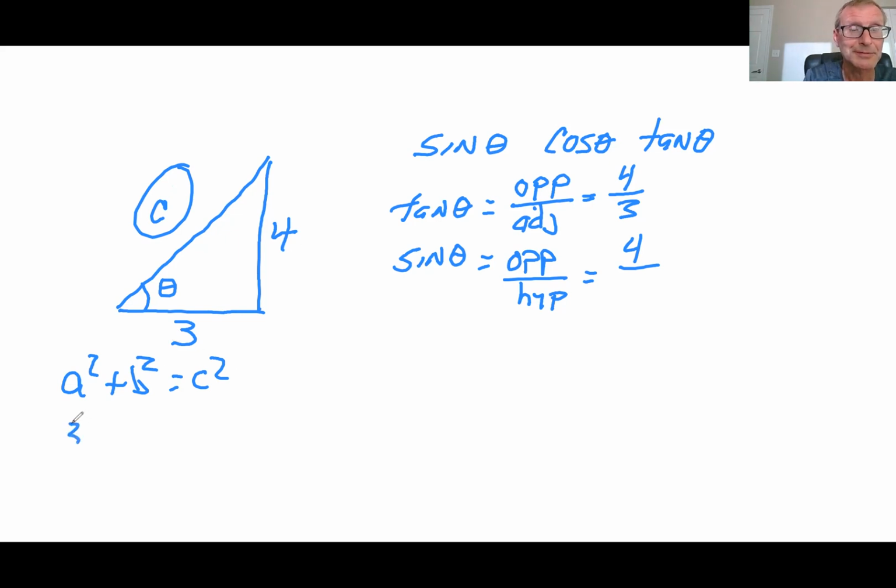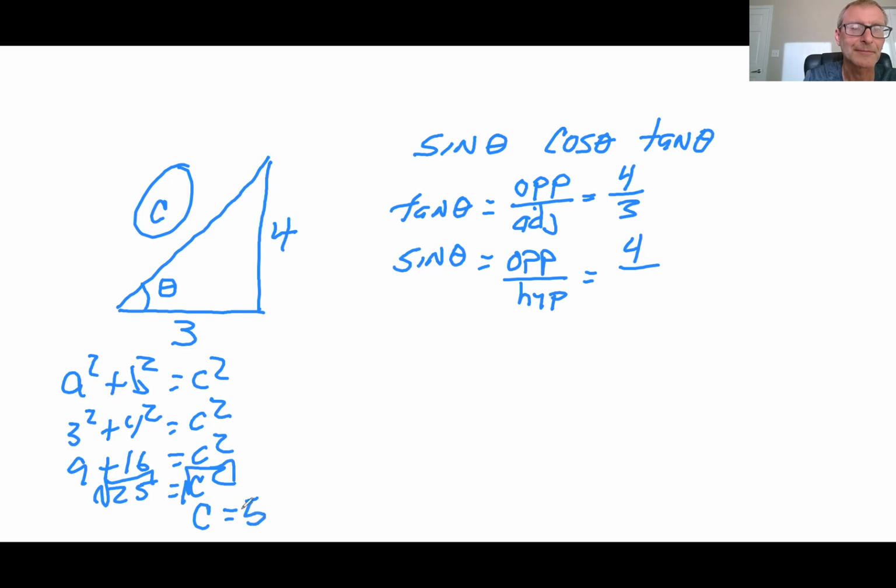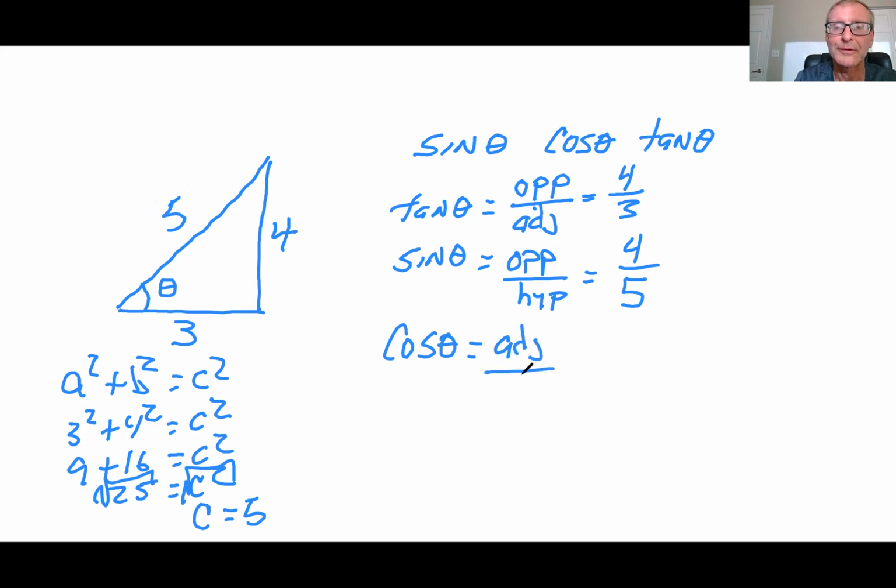So when you do this calculation, you get 3 squared plus 4 squared equals c squared, right? And so this would be 9 plus 16 equals c squared. So 25 equals c squared. And when you take the square root of both sides, what do we get? C equals 5. So now we know that the c value equals 5, which is the hypotenuse. So that would be 4 over 5. So what would be cosine of theta? Well, cosine of theta is adjacent over hypotenuse. And that would be 3 over 5.